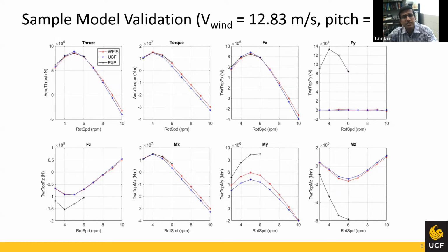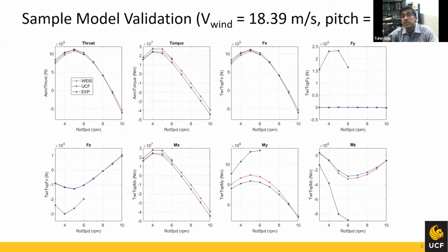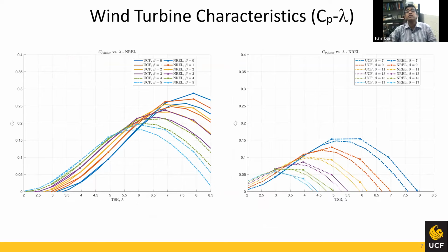This is a steady state test case where the wind turbine is running at, or rather the wind speed is, 12.83 meters per second and the blade pitch is 10 degrees. Another test case is shown over here where the wind speed is much higher, the wind turbine operating in region 3 actually, and the blade pitch is also high. The experimental results are in black, our UCF results are in blue, and the OpenFAST results are in red. And you can see the pretty good correlation between the three: the experiments, OpenFAST, and our model. So our model has reached a pretty good state of maturity within the last 1.5 years.